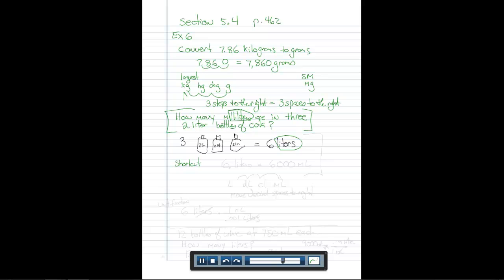So on here, I got 6 L's, that's an L now, and I'm going to milliliters. How many spaces did I move? So that's 3 spaces. Everybody see those 3 spaces? So we go from L to DL to CL to ML, which is 3 spaces. What do I do with my decimal?